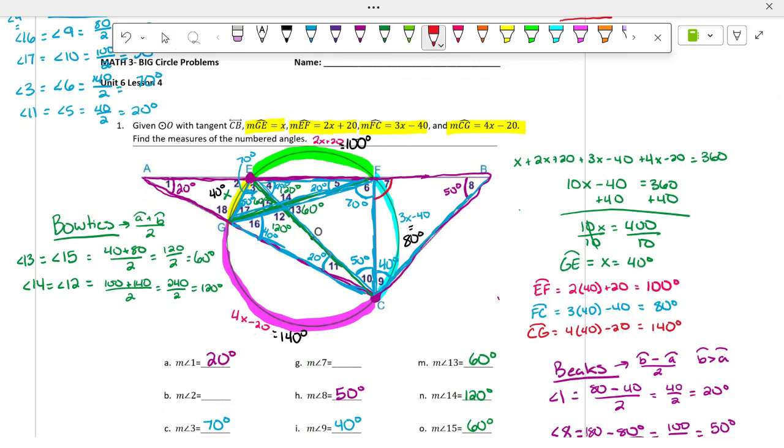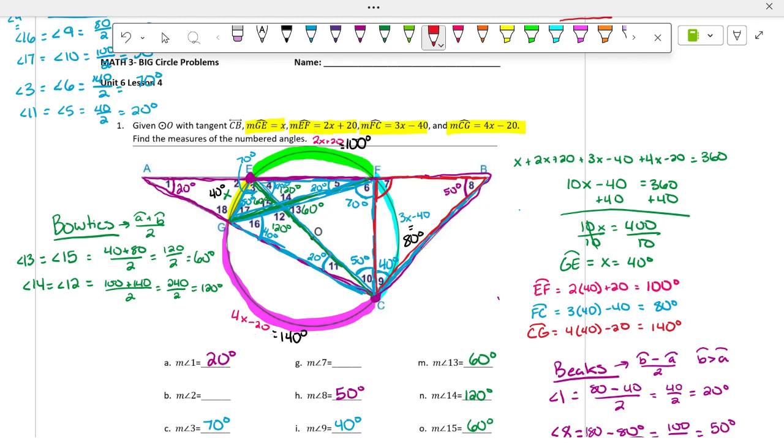Now, 7 is not an inscribed angle for the sheer fact that inscribed is either two secants within the circle or a tangent and secant. But since this is clearly not a tangent because it keeps going, and this is a secant, this is not an inscribed. But I can find 7 pretty easily if I look at this shape right here.